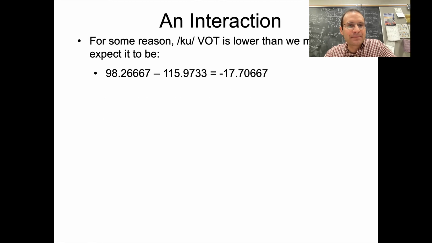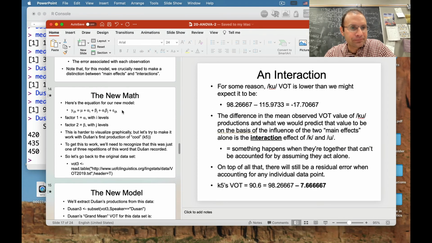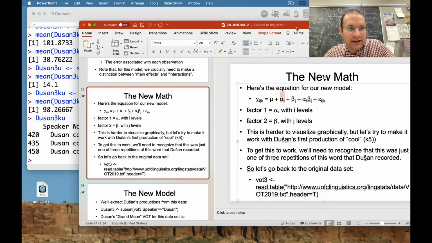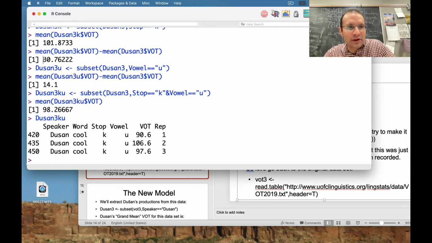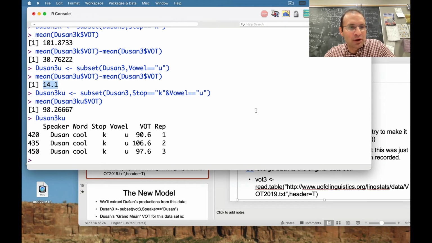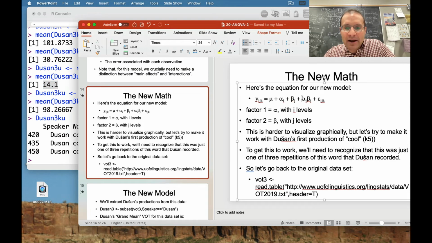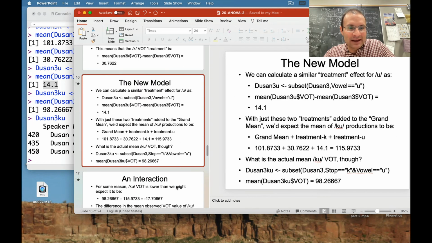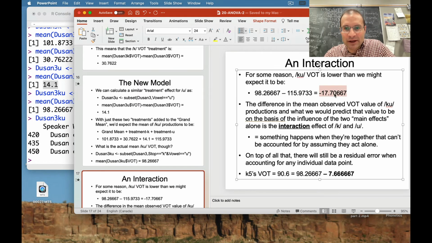So for this reason, this is going to be our interaction effect right here. So before, with alpha sub 3 for a K, we had an effect of 30.7. And for beta sub 5, or the treatment effect for OO, we had a value of 14.1. To that, we need to add on alpha sub 3, beta sub 5, some combination when those 2 start working together. And that interaction effect is going to be negative 17.7. It's going to be this value here.